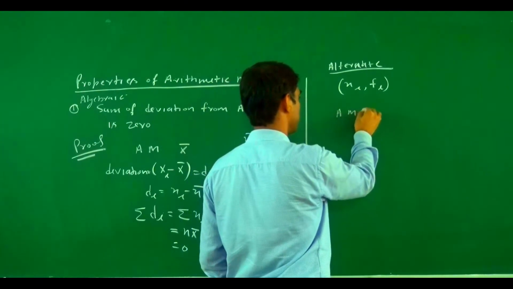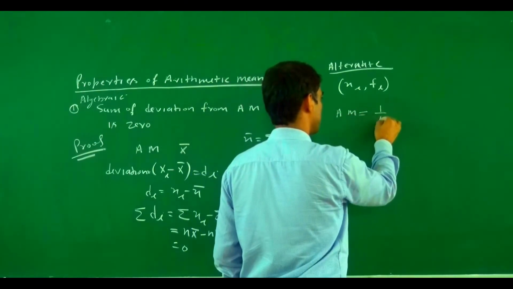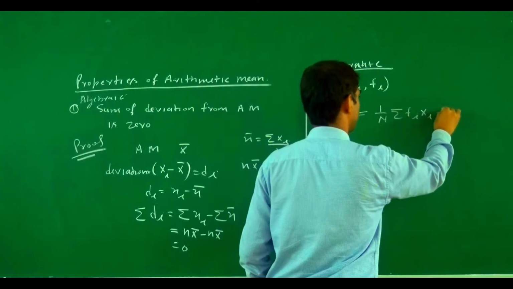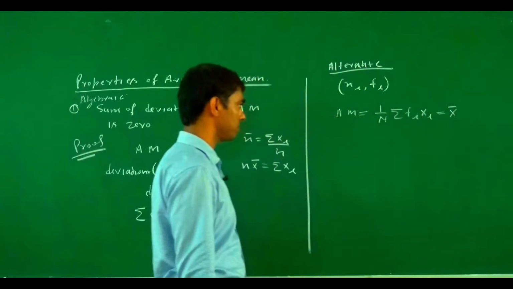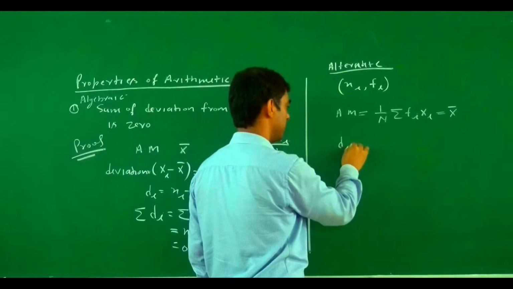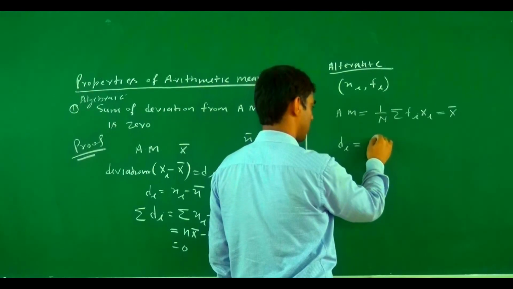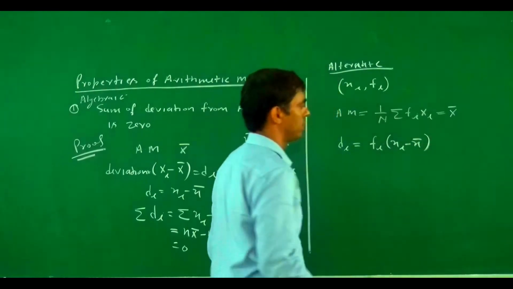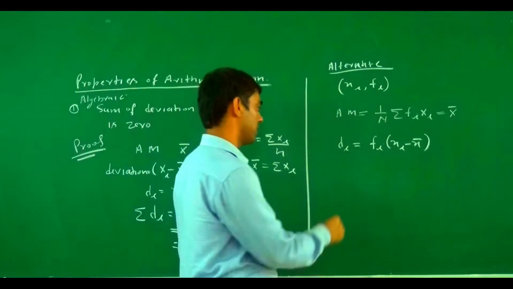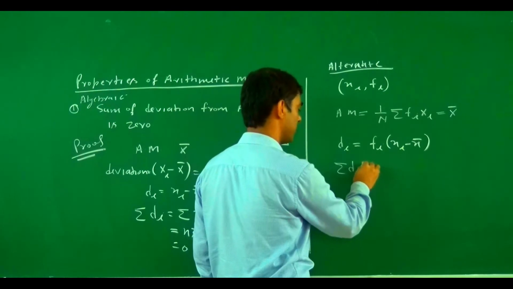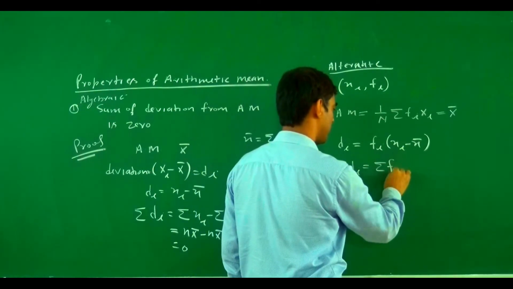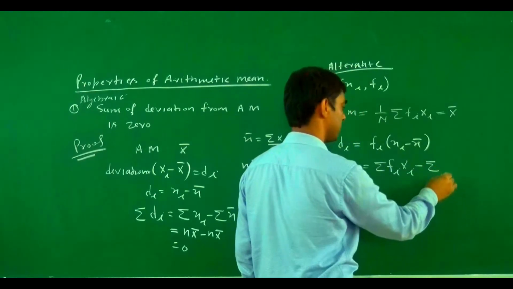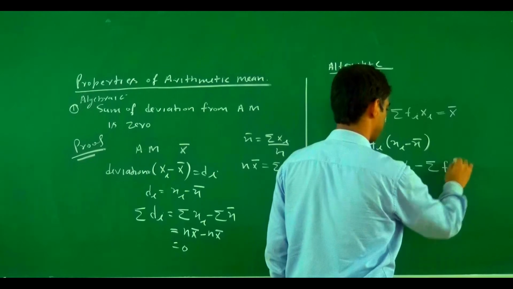Arithmetic mean is 1 upon n, summation of fi xi, and this one is denoted by x bar. Now what is the di? Di equal fi, xi minus x bar. So summation of di equal summation of fi xi minus summation of fi x bar.